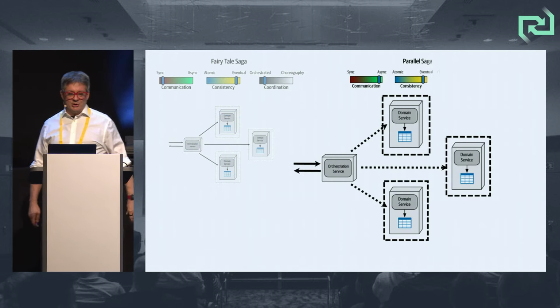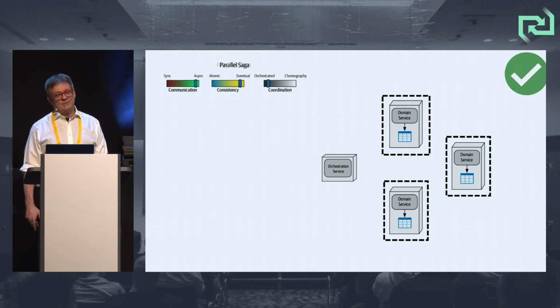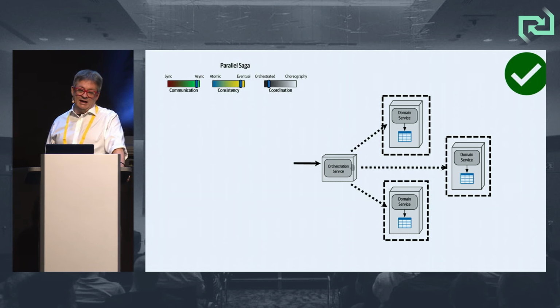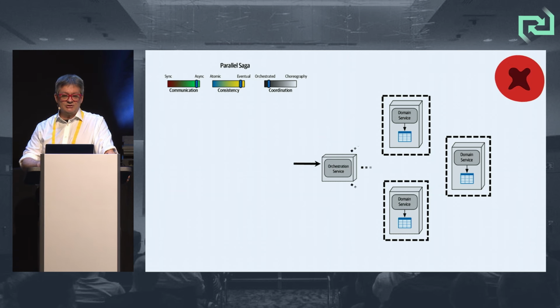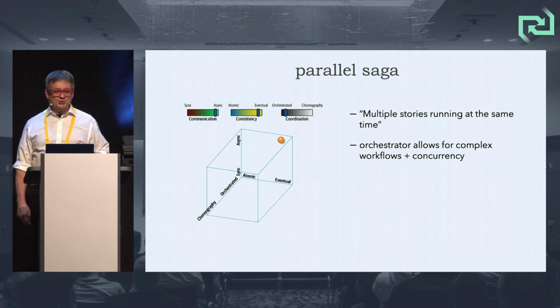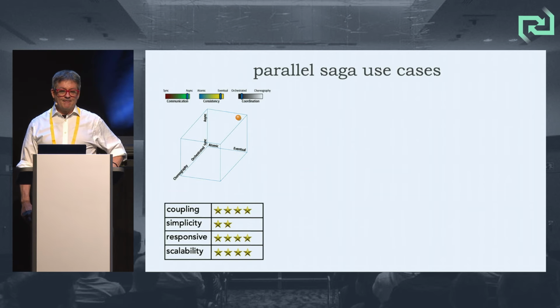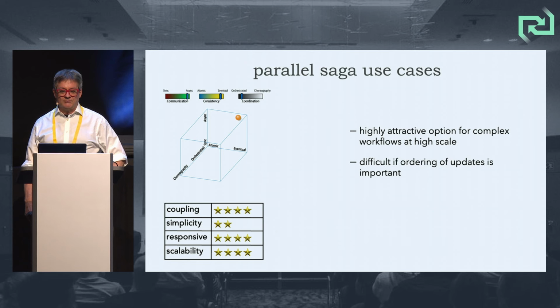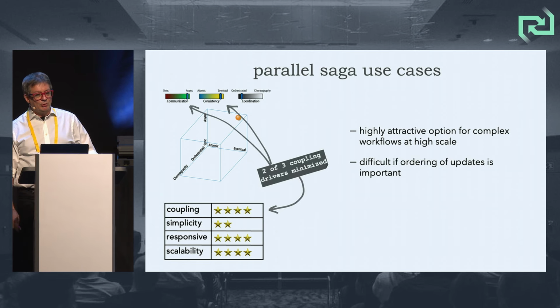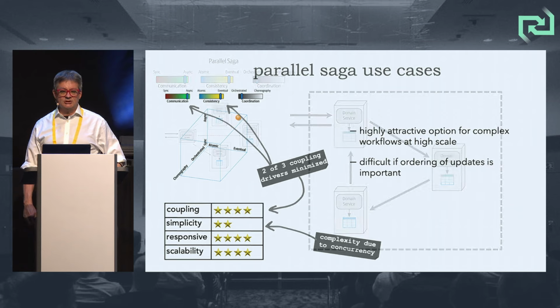So as you notice, we put all the orchestrated ones together, so this is the last of the orchestrated ones, and here we'll go to asynchronous and eventual consistency, and this looks a lot like the one before, except that instead of synchronous, we can go asynchronous and do much faster multicast for both error conditions and for the happy path. That's the advantage of responsiveness in asynchronous behavior like that. So multiple stories running at the same time. The orchestrator allows for complex workflows with concurrency added. This one is highly attractive for complex workflows at high scale. Difficult if ordering of updates is important, and two of the three coupling drivers are minimized there. The complexity here is due to concurrency.